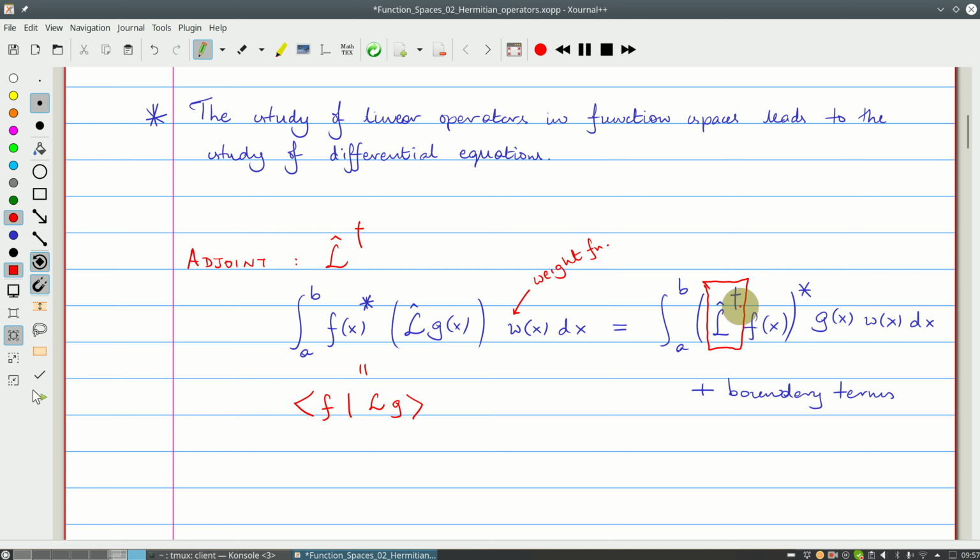Whatever arises when we move L to the other side, from the ket side to the bra side, is going to be called L dagger. And so effectively what we've done is write this inner product as this inner product. Just compare this with what we've got here in the integral. What we are saying is that when you perform this movement, you will get some constant terms, which I will call the boundary terms.